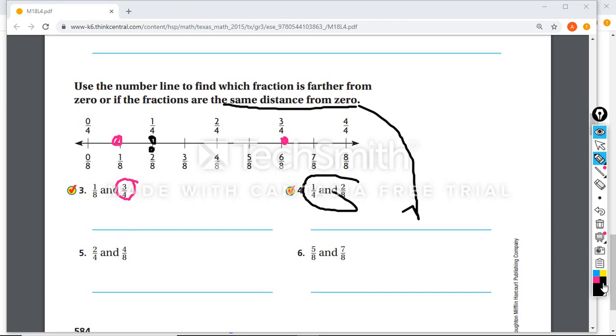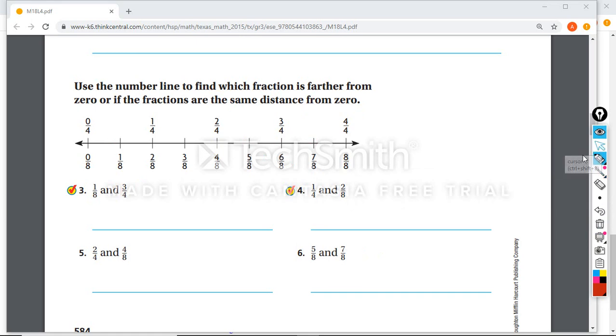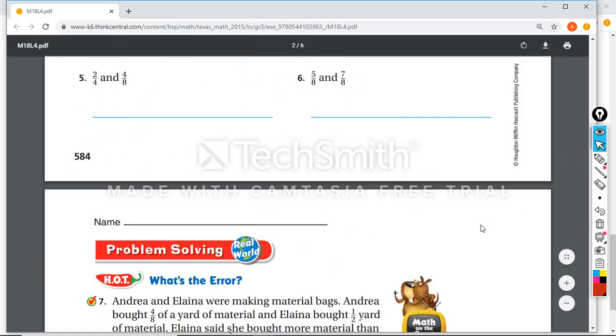What about 2/4? Where's 2/4? 2/4 is right here. And 4/8 is right here. So which one is farther? That's the same thing. They're the same distance from 0. The next one's 5/8. 5/8 is right here. And 7/8. Which one is farther? 7/8 is farther from 0 than 5/8. See what we're doing there? That's pretty much the overall lesson. If you're able to understand that, the rest is pretty good.